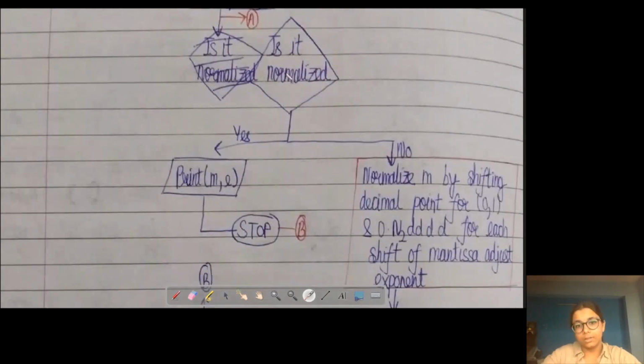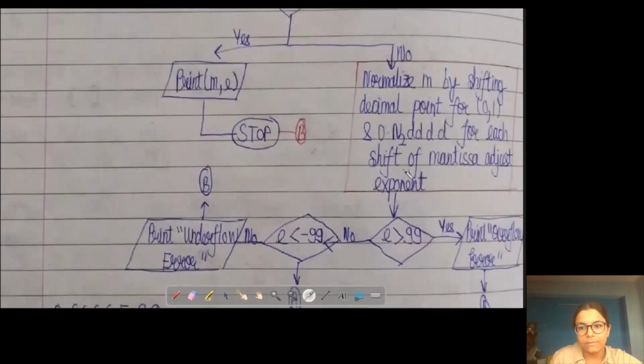And now, let's say if it is normalized, I mean to say generalized or normalized is the same thing. If the normalization is already done, we would just print the number and stop with the whole algorithm. If it is not normalized, we would again shift all the points, considering all the Mantissa part, and the Mantissa would be adjusted according to the exponent.